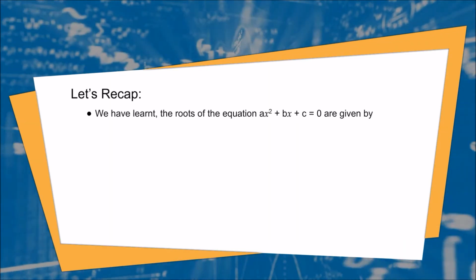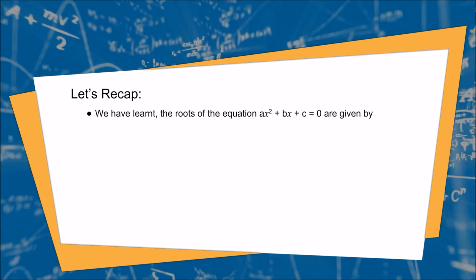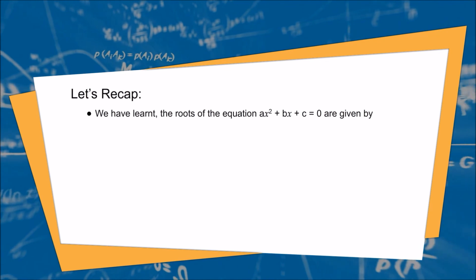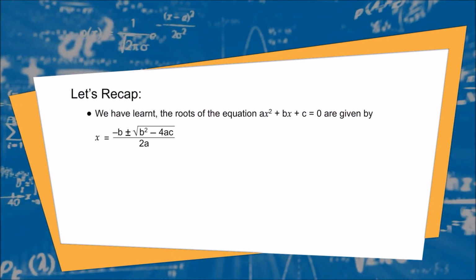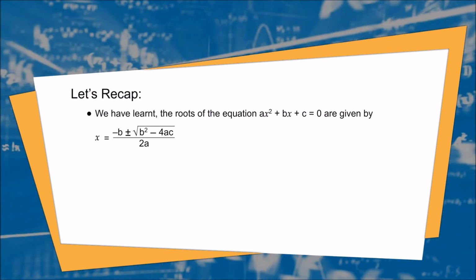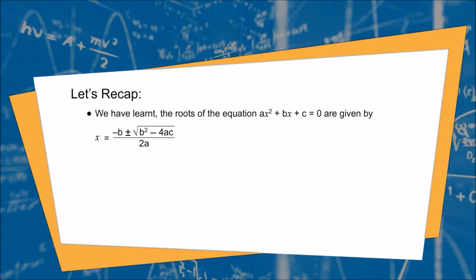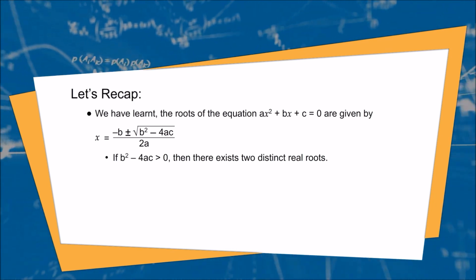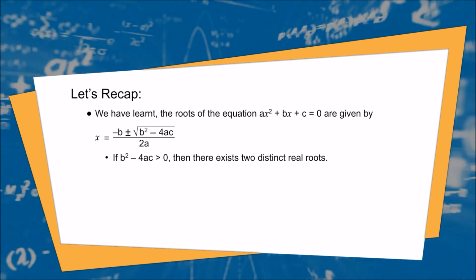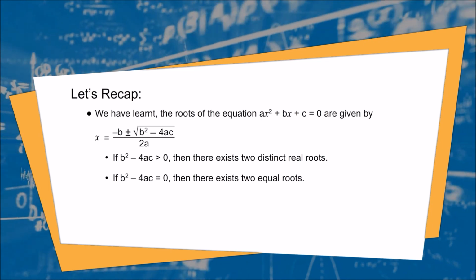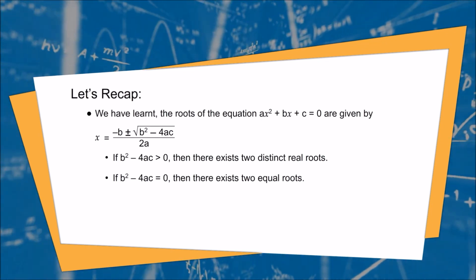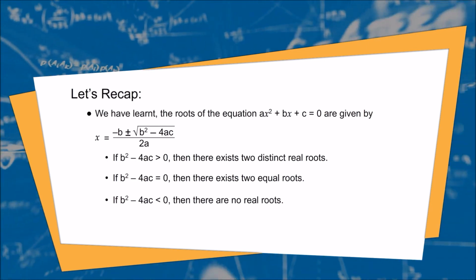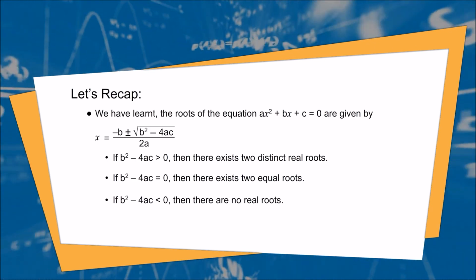Let's recap. We have learned that the roots of the equation ax square plus bx plus c is equal to 0 are given by x is equal to minus b plus minus under root b square minus 4ac divided by 2a. If b square minus 4ac is more than 0, then there exist two distinct real roots. If b square minus 4ac is equal to 0, then there exist two equal roots. If b square minus 4ac is less than 0, then there are no real roots.